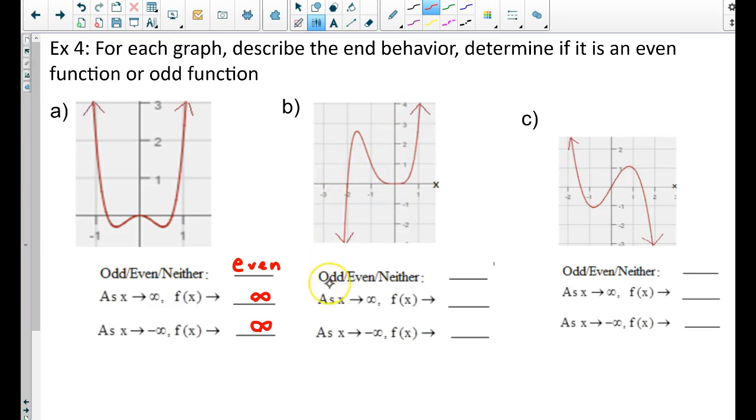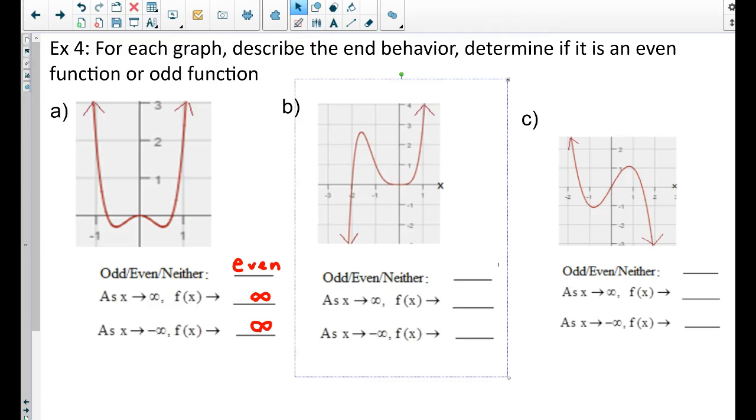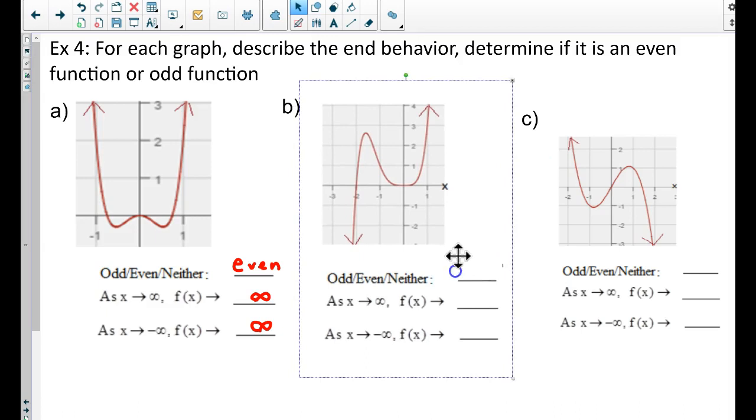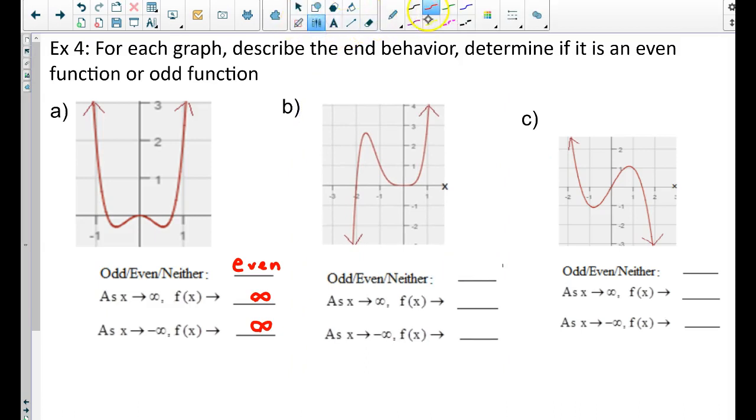This function does not look symmetric with respect to the origin. If you turn this right side up and upside down, I can't turn it currently, but I think you can turn your paper and you'll see that it does not look the same right side up as upside down, so it's a neither. Let me get that pen out. And the end behavior, as you go to the right, you're going up. And as you're going to the left, you're going down.